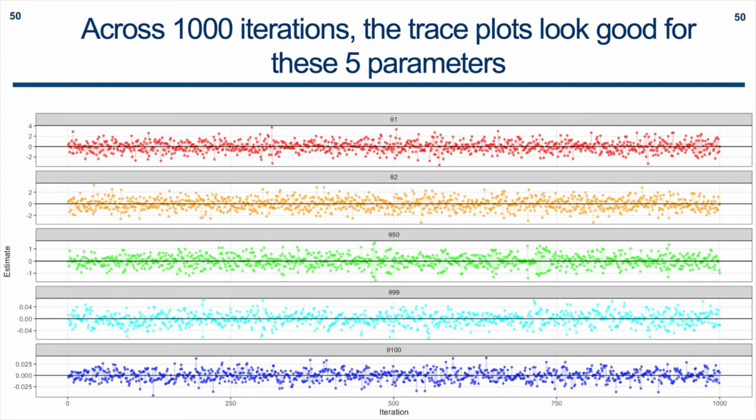So what does this look like for our trace plots? We've done 1,000 iterations now, and at the end of each iteration we either accept the new value or we reject it. What we can see here is theta 1 in the top panel, through theta 2, and then with these smaller standard deviations, theta 99 and theta 100. First of all, we can see that the trace plots look really good. There doesn't seem to be high autocorrelation here.